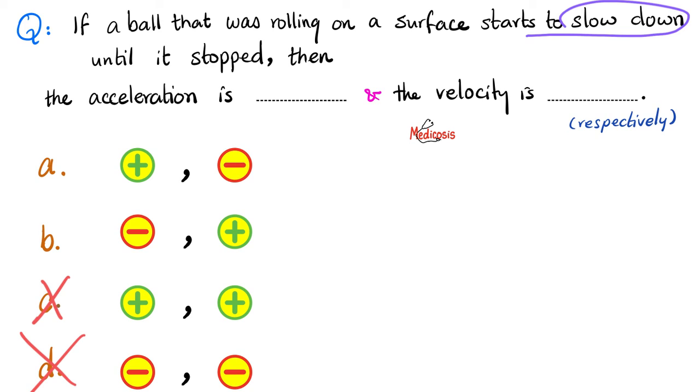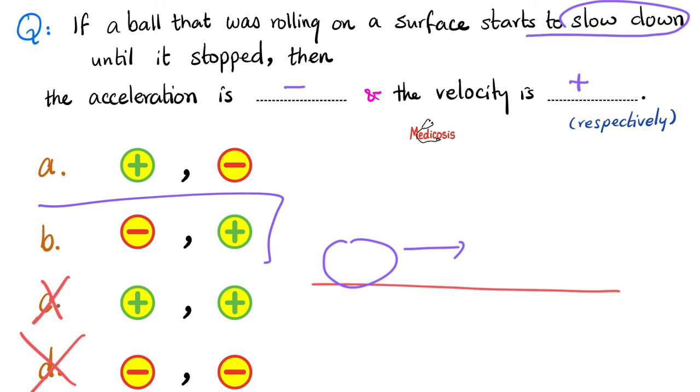Rolling on a surface. So let's just draw a surface. And here is the ball rolling. We'll assume that we're moving in this positive direction, but I'm slowing down. So I'm still moving east or still moving to the positive x-axis. So I will say that velocity will be positive, but since I'm slowing down, acceleration is negative, and I will go with B.